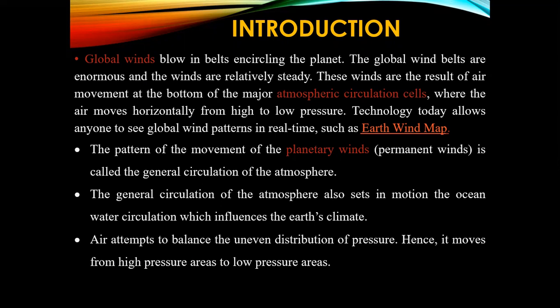The pattern of the movement of the planetary winds, that is permanent winds, is called the general circulation of the atmosphere or air circulation. The general circulation of the atmosphere also sets in motion the ocean water circulation, which influences the Earth's climate. Air attempts to balance the uneven distribution of atmospheric pressure. Hence, it moves from high pressure areas to low pressure areas.